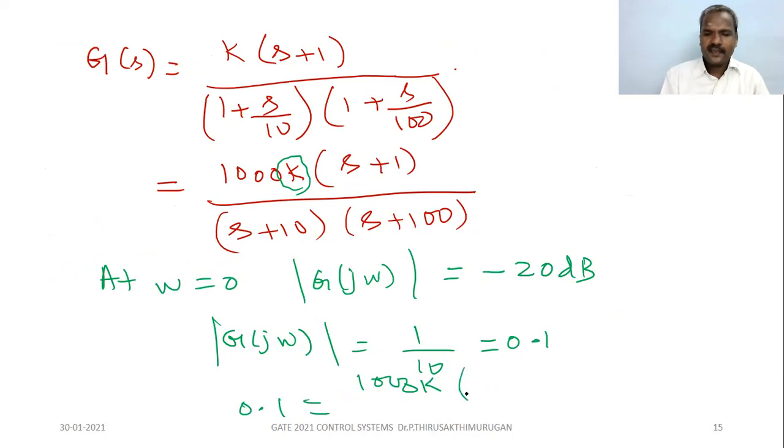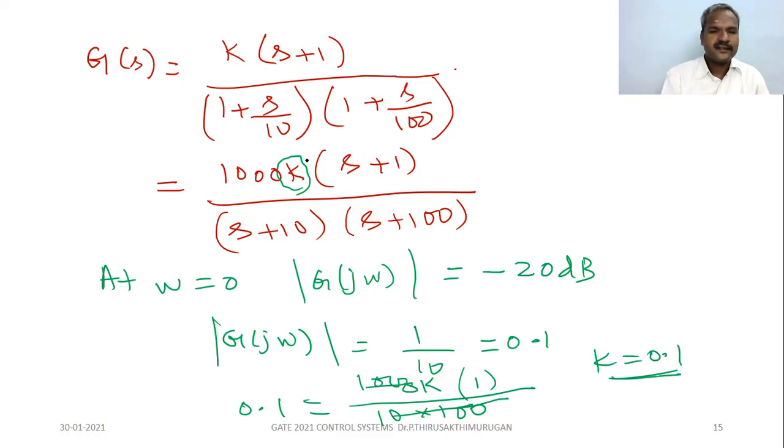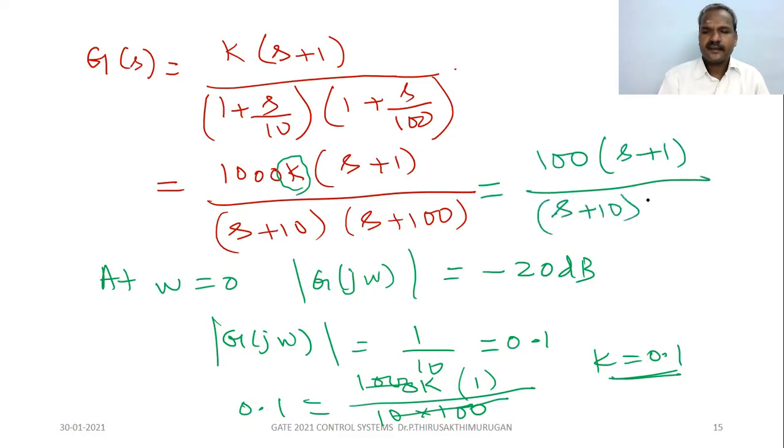So 100K, this is 1 divided by s is 0, 10 into 100. So this becomes 1000. So K value equal to 0.1. So if K equal to 0.1, this becomes 100. So what is the G of S? 100 into S plus 1 divided by S plus 10 into S plus 100. Understand? So this is the correct answer.